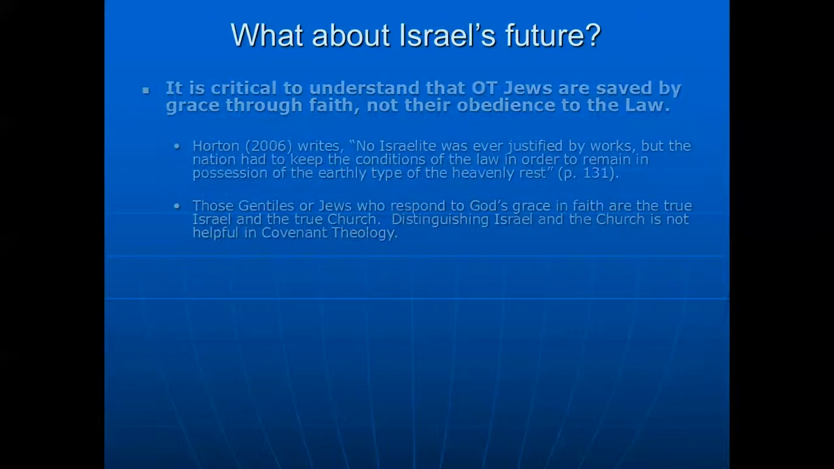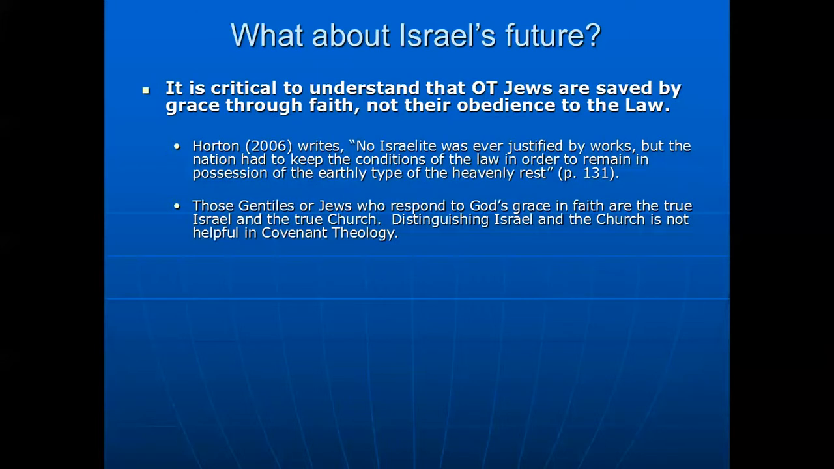What about the future of Israel in covenant theology? It's critical to understand that the Old Testament Jews are saved by grace through faith, not their obedience to the law. This is important to most dispensationalists as well, but really important in covenant theology. So Horton writes, "No Israelite was ever justified by works, but the nation had to keep the conditions of the law in order to remain in possession of the earthly type of the heavenly rest." And then those Gentiles or Jews who respond to God's grace in faith are really the true Israel or the true church. And so in this view, distinguishing Israel and the church is really not helpful for covenant theologians.